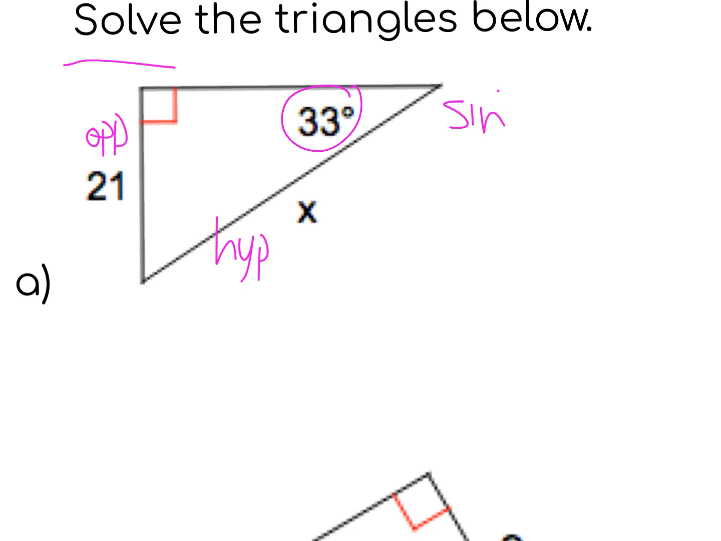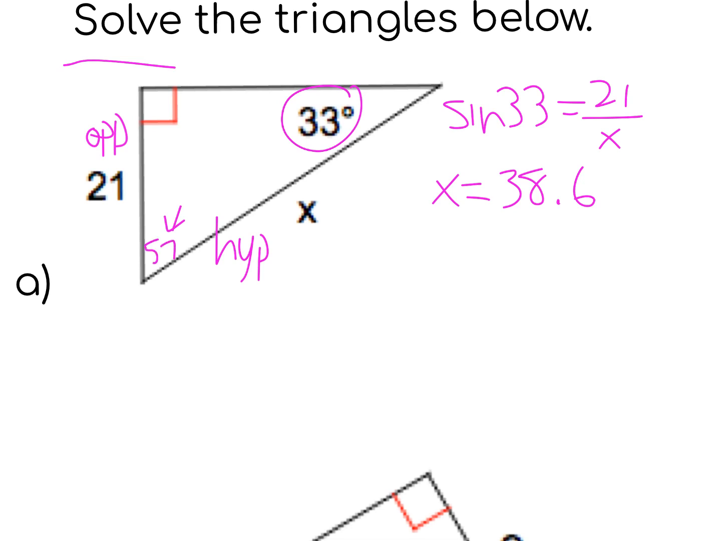So sine of 33 is 21 over x. I'm going to multiply by x and divide by the sine of 33. I do 21 divided by the sine of 33, and I get 38.6. That is what x is. To find this missing angle here, all I got to do is 90 minus 33 and get 57.